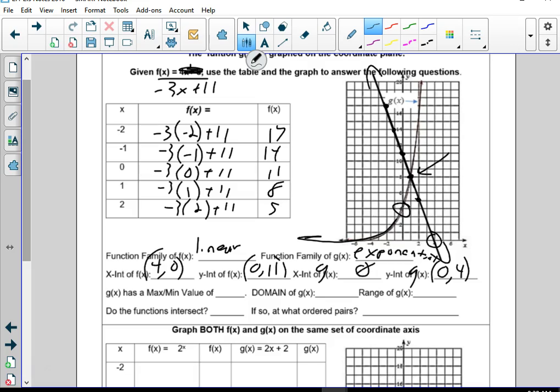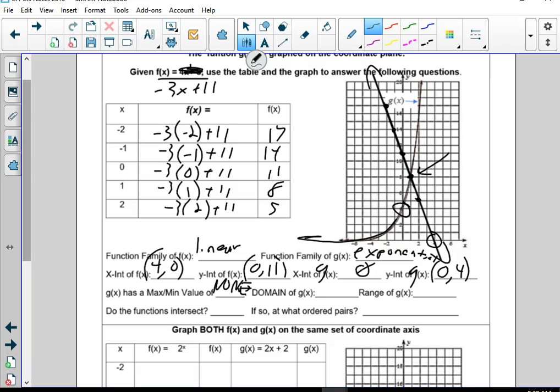Okay, g of x, being the exponential, does it have a maximum or minimum? The exponential. This one? Nope. It has neither, because it doesn't max out. It doesn't max out and never hits a minimum. It goes on forever and ever down. So it really doesn't have a minimum, technically.